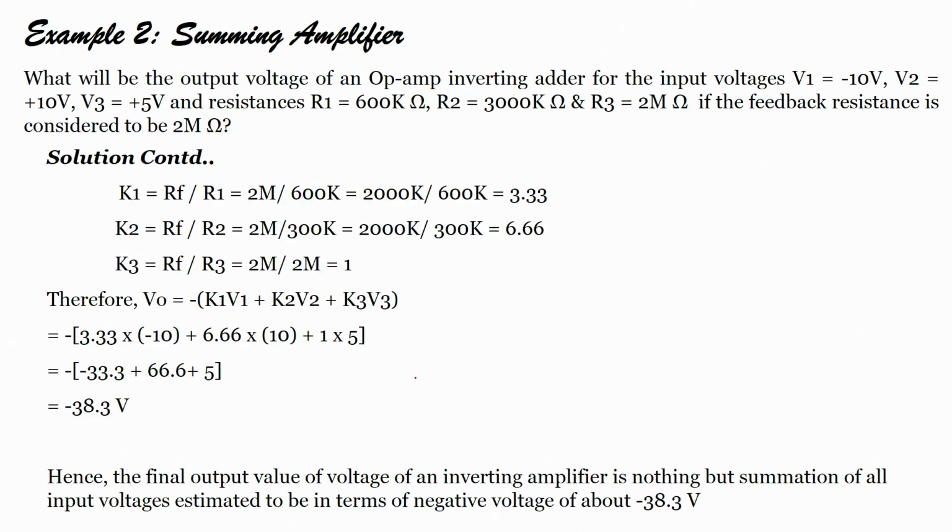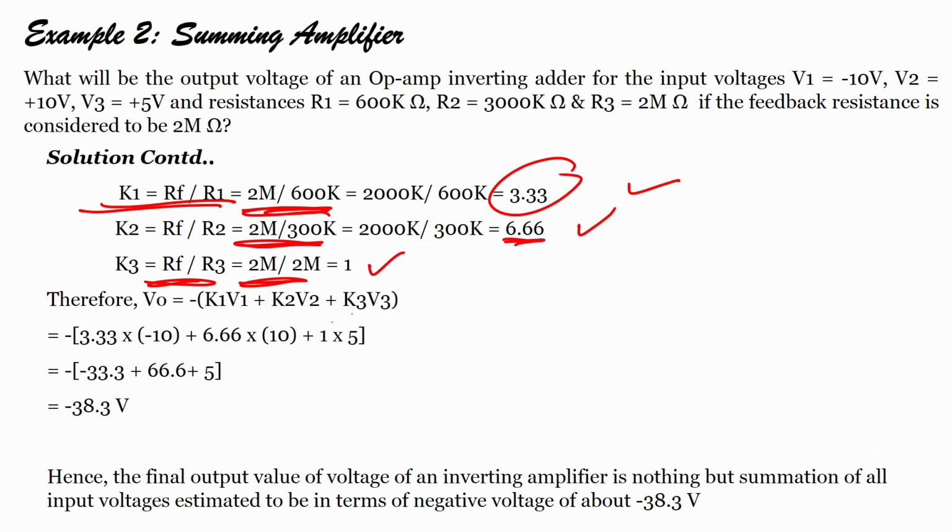If I substitute the values, then what will happen? K1 is nothing but Rf by R1. With 2 mega ohm and 600 kilo ohm, I will have 3.33, which is my Rf by R1 or K1. In the same way, for K2, that is Rf by R2, 2 mega ohm divided by 300 kilo ohm, I will have 6.66. And finally, for K3, Rf by R3, 2 mega ohm by 2 mega ohm is 1. So, I now have three values.